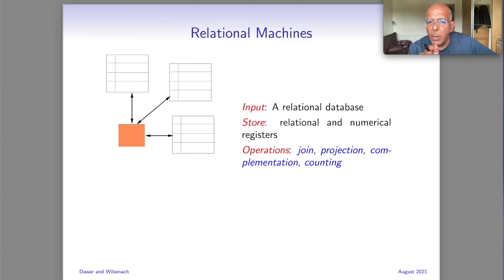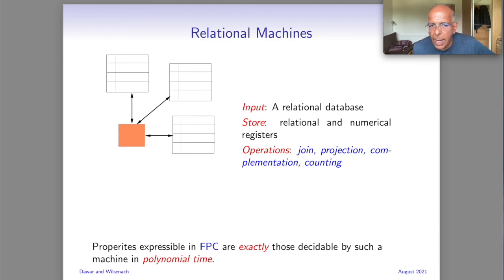I talked briefly about relational machines, where the input is a relational database. You have relational and numerical registers with join, projection, complementation, counting. If you take this machine model and limit it to polynomial time, then the properties that are decidable by such machines are exactly those which are expressible in FPC. Okay.